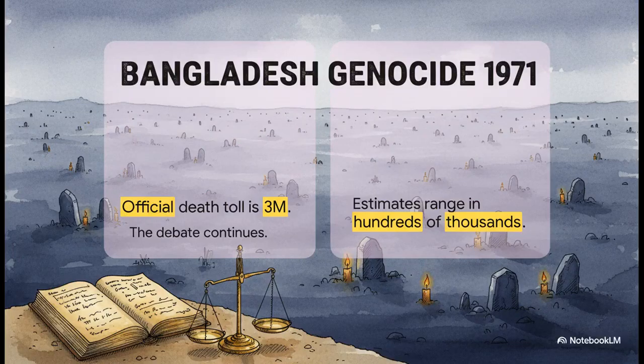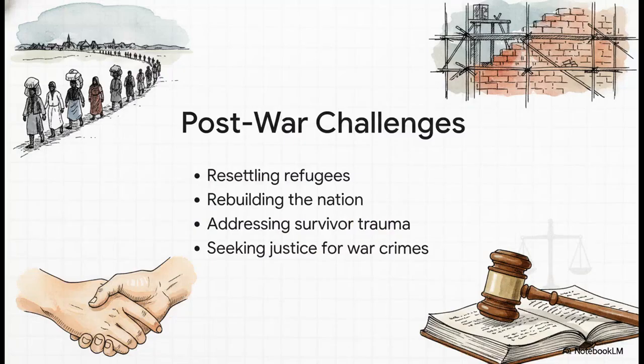Now, there is an ongoing historical debate here that we should note. There's a variance regarding the exact death toll of the conflict. Bangladesh's official figure stands at 3 million deaths, whereas some international scholars estimate the figures are in the hundreds of thousands. But listen, the crucial takeaway here is this. Regardless of the exact number, the sheer scale of the killing, the suffering, and the displacement was absolutely undeniable and totally catastrophic. So, on December 16th, East Pakistan officially becomes the independent state of Bangladesh.